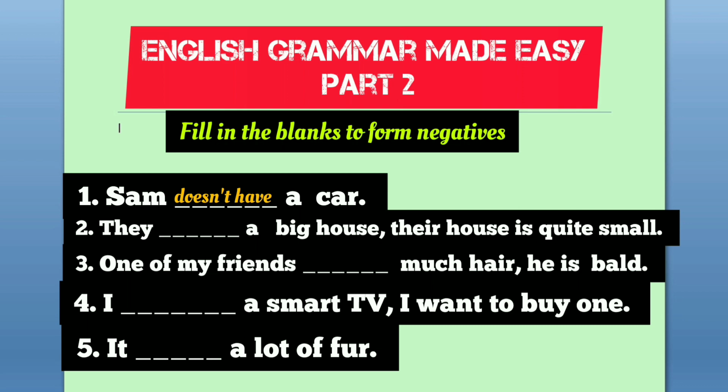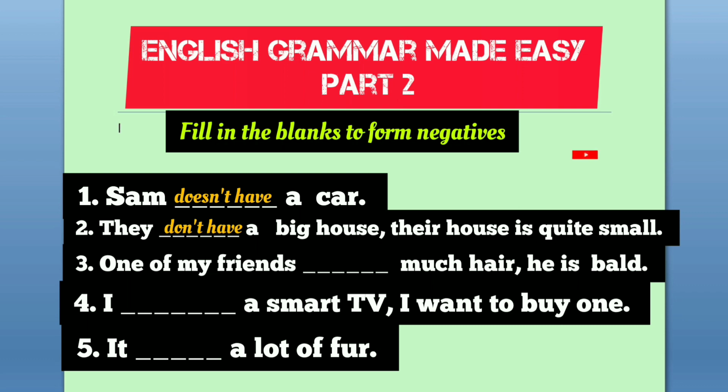Okay. The second sentence is they dash a big house, comma, their house is quite small. So we are talking about they. Okay, so here, as you know, they is plural form of third person. Again, I'm going to use don't, because they is plural. Okay, in case of singular we use doesn't have, and in case of plural we use don't have. Okay, so they don't have a big house. Okay, so I hope it's clear.